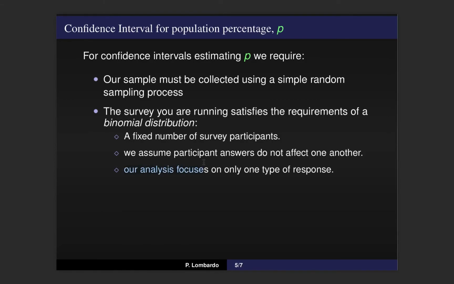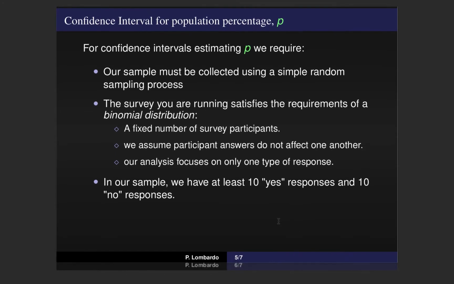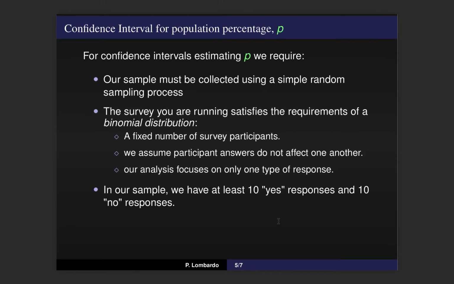Remember, our analysis for this is a population percentage, so it's going to focus on only one type of response. The last requirement, and I'll show you what happens when we violate this, is that inside of our sample we have at least 10 people saying yes and at least 10 people saying no. So you have at least 10 people in the positive characteristic and 10 people in the negative characteristic. So 10 people with blue eyes, 10 people without blue eyes, etc.